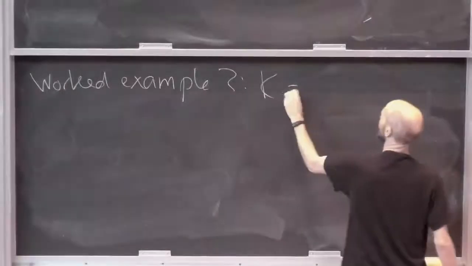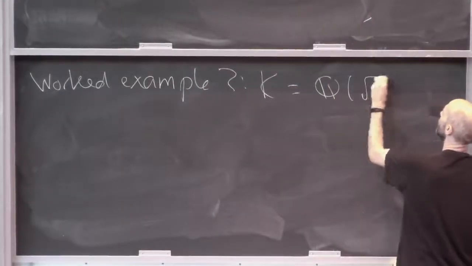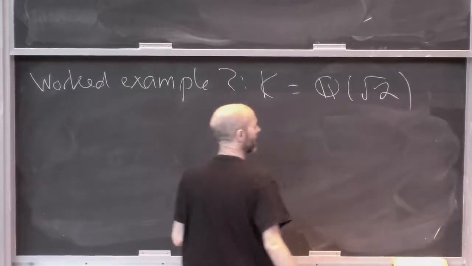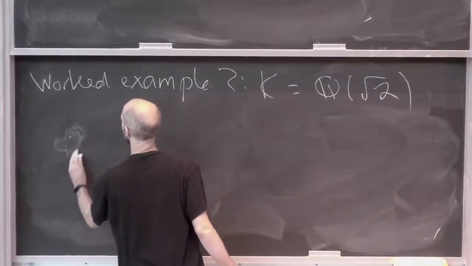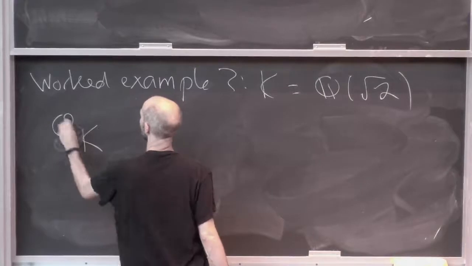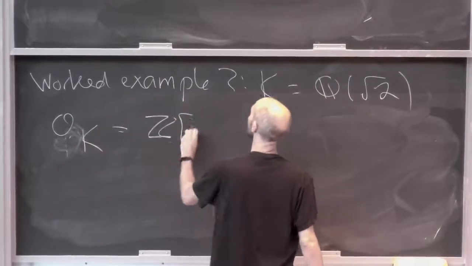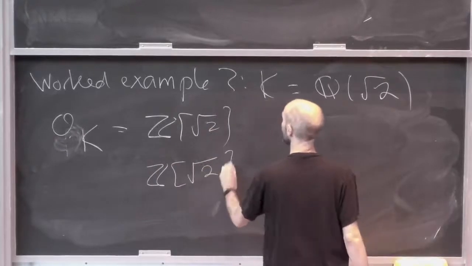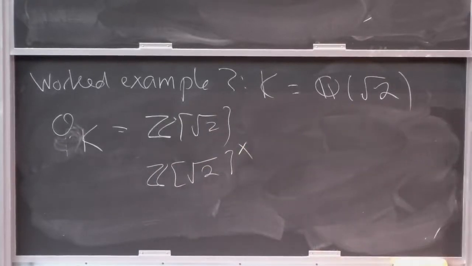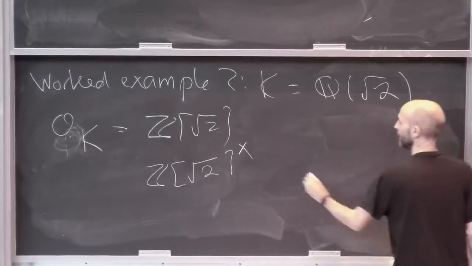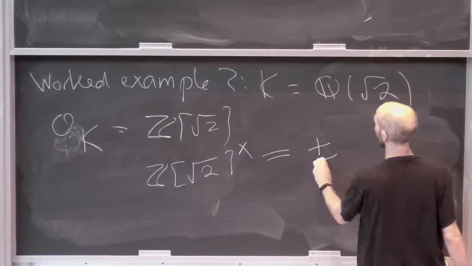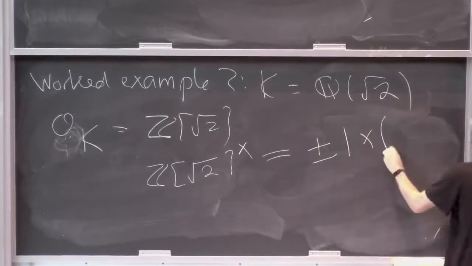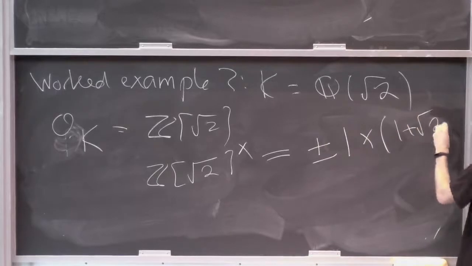Is that K can be Q root 2. And Q root 2 in this context is a terrifying field, because for Q root 2, the integers of K are Z root 2, right? And in Z root 2, the units come up, right? Z root 2 star is infinite, right? This is an abstract group generated by plus or minus 1 cross 1 plus root 2, right?